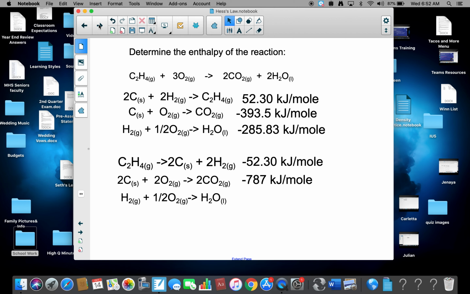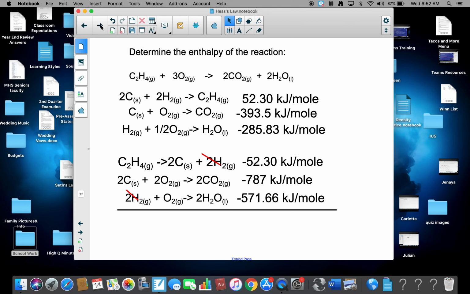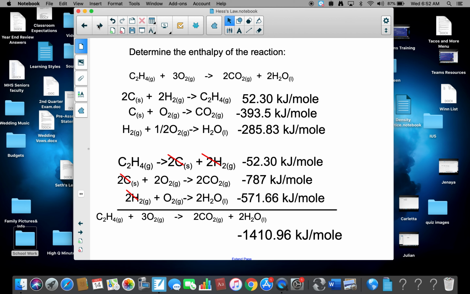All right, water, we're going to do the same thing, and you'll see that that's 2, and this is 1, so we'll multiply it by 2, and we'll take our enthalpy of formation and multiply it by 2, and it becomes negative 571.66 kilojoules per mole. We'll then have to add them up. So when we add them up, my hydrogens cross out because they're on both sides. My carbons cross out on both sides. C2H4 comes straight down, 2 plus 1, 3 oxygens, 2 carbon dioxide, and 2 water. So we bring them straight down and we get the reaction. And that's exactly what we had to start with, and that's what we want. So we add these all together, and the enthalpy of the reaction is negative 1,410.96 kilojoules per mole.